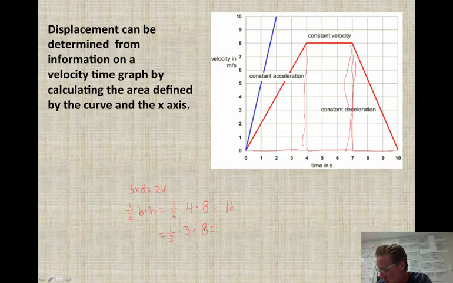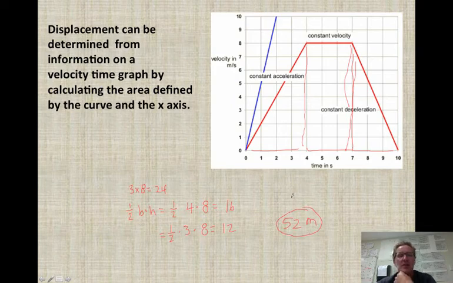And we should get 12 for that. And when we add all those together, we're going to get 52. So 52 is the area under the curve, and since we were in meters per second and we had seconds here, the second is going to cancel out, so then we're just left with meters. And so there's our displacement from a velocity time graph. Not too terribly difficult.